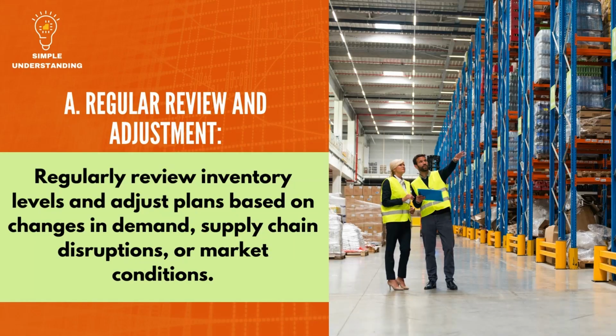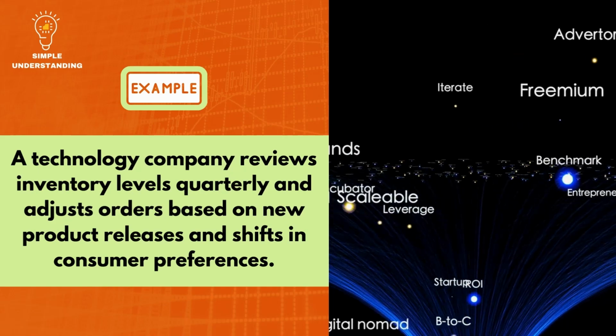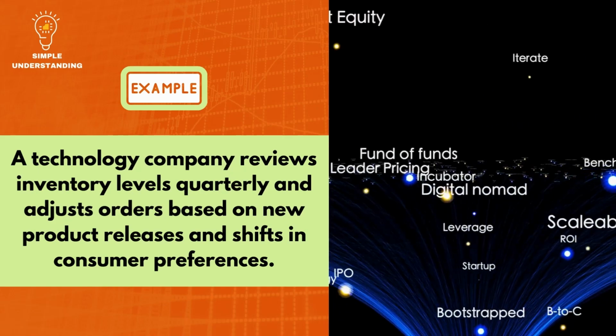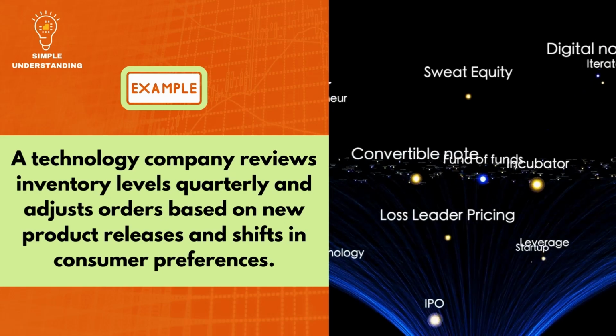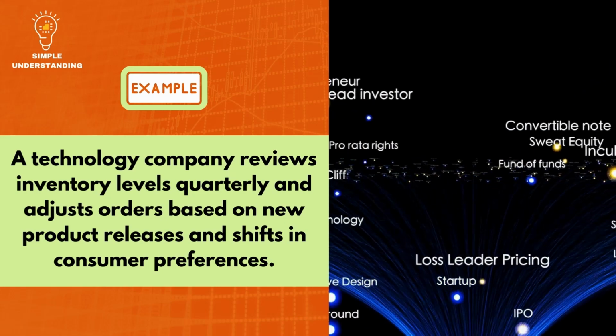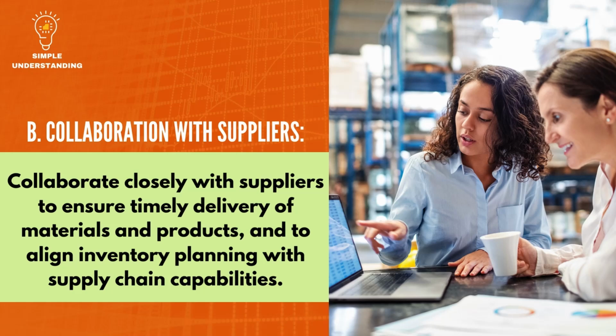A. Regular review and adjustment. Regularly review inventory levels and adjust plans based on changes in demand, supply chain disruptions, or market conditions. Example: a technology company reviews inventory levels quarterly and adjusts orders based on new product releases and shifts in consumer preferences.